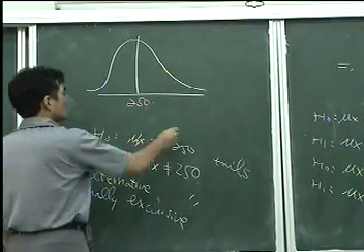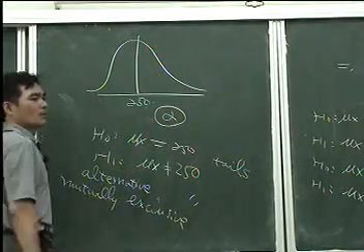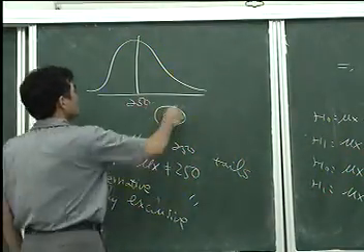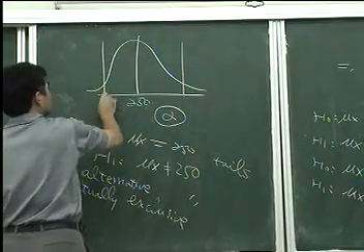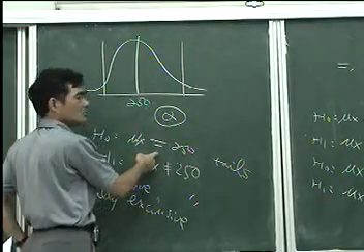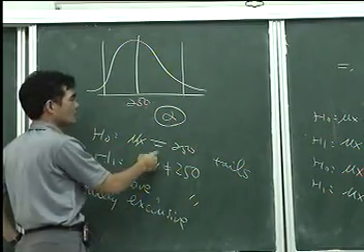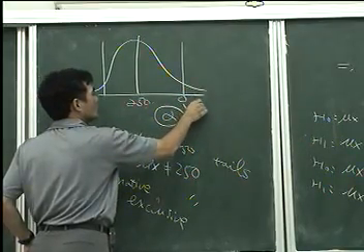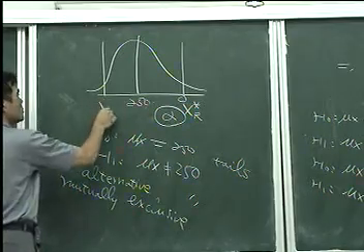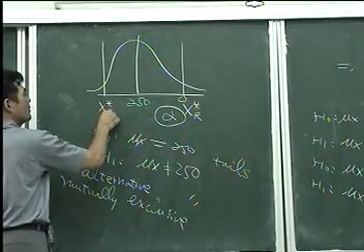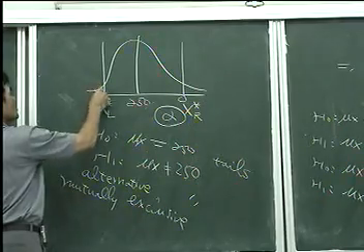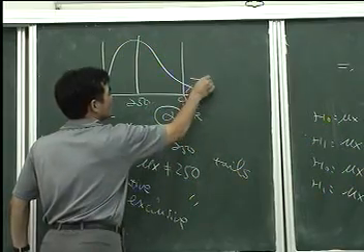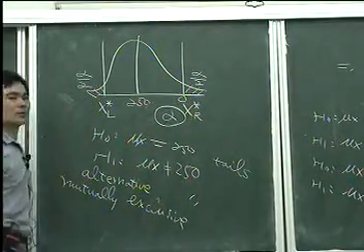From the significance level, you should be able to calculate the critical value. If this is a two-tailed test, from this significance level we should be able to get the critical value at the right-hand side and also the critical value at the left-hand side. So this probability should be equal to alpha over 2, and this probability should also be equal to alpha over 2.